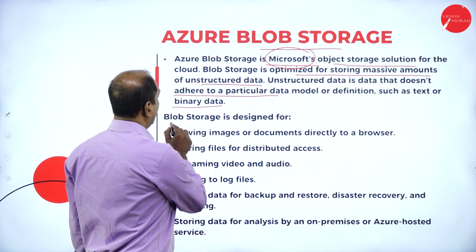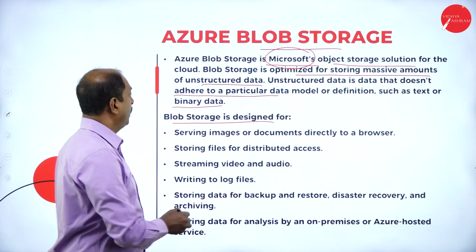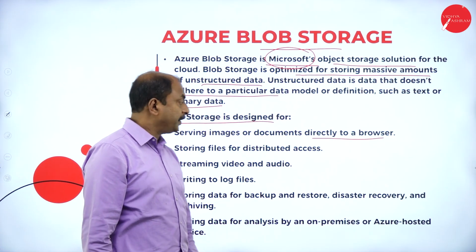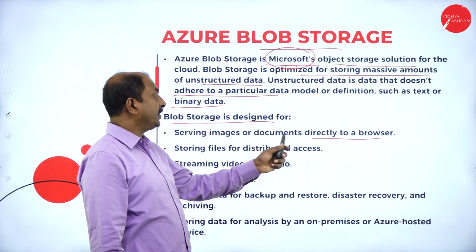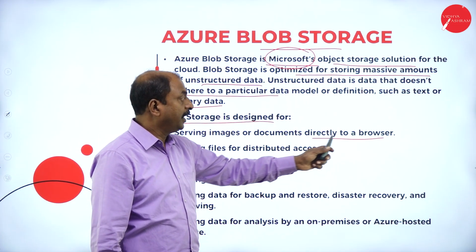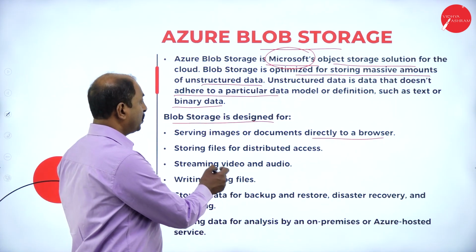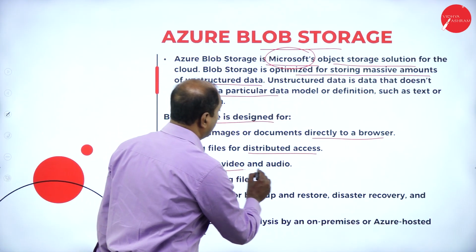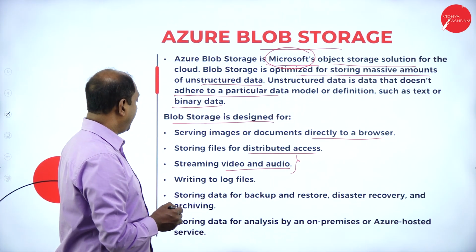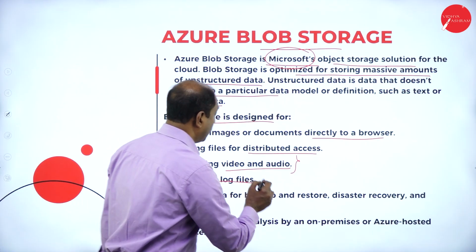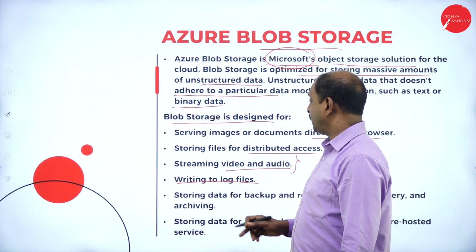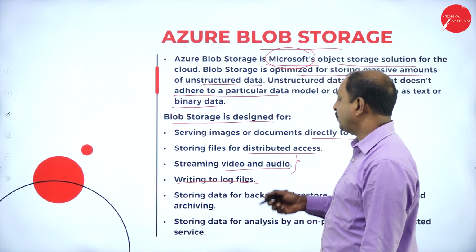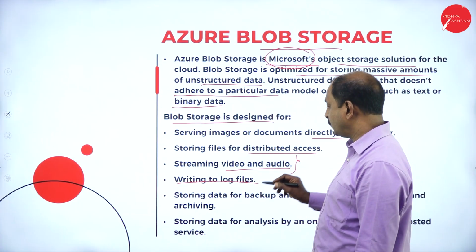Next, this blob storage is designed for serving images or documents directly to a browser. It is possible to store images as well as other forms of data in the form of documents directly to the browser. Next one is storing files for distributed access and streaming video and audio. This is another service. And again, writing to log files. Log files meaning, with respect to the users, the duration of the resources which have been used by particular clients or users.